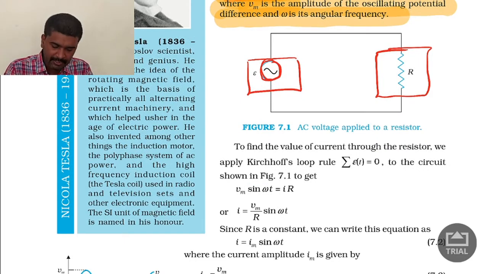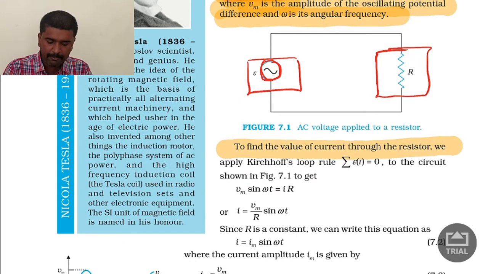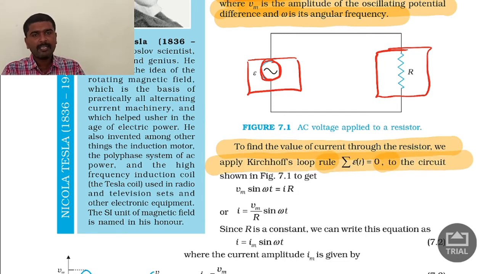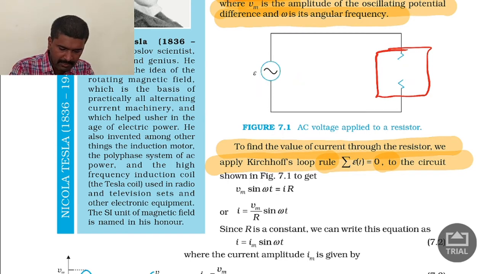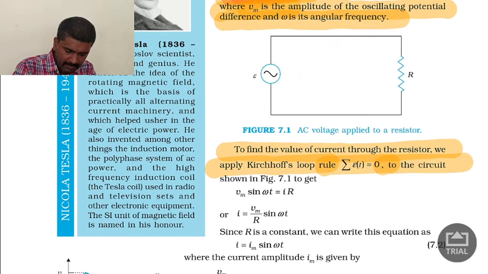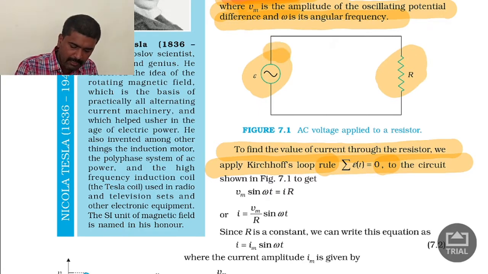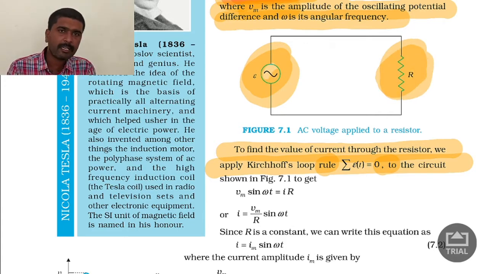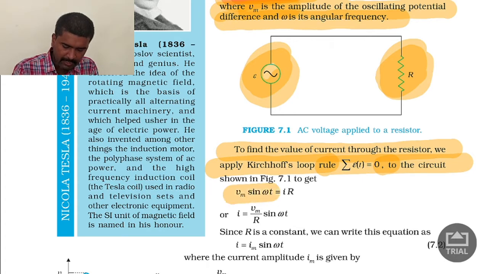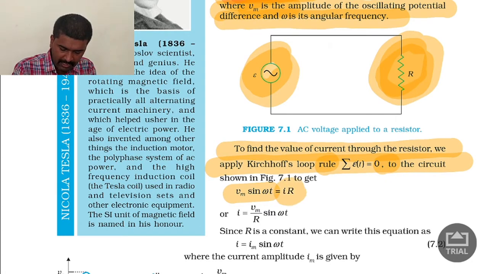Now to find the value of current in the circuit, we apply the Kirchhoff loop rule, which says the potential drop across all elements in a closed loop is 0. Now here there are only two elements. Look at these two elements, this is one element and this is one element. Then the potential across your source must equal the potential across your resistor. The potential across your source is Vm sin omega t, that is what we are applying, and the potential across this resistor is IR.